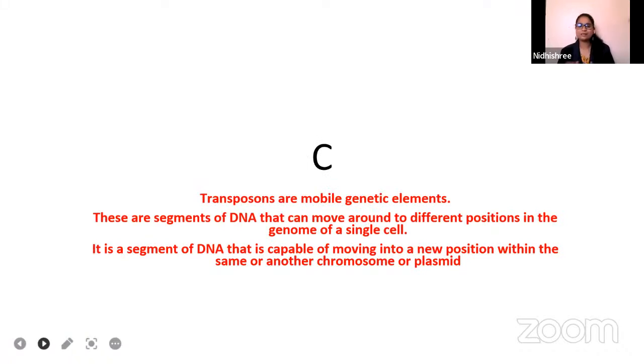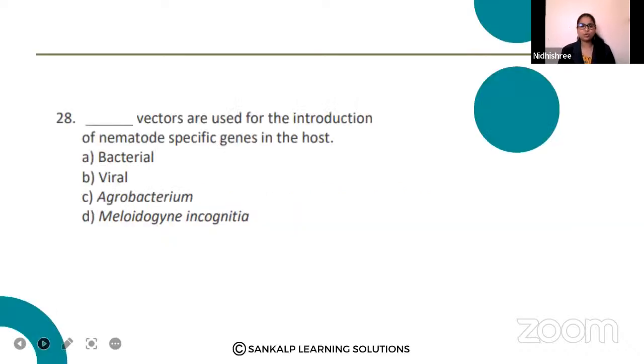Transposomes means what? These are mobile genetic elements. These are small segments of DNA which have a capacity to move around to different positions in the genome of a single cell. Okay, fine. Rakshita and DPM also answered as option C. 28th question goes like this.